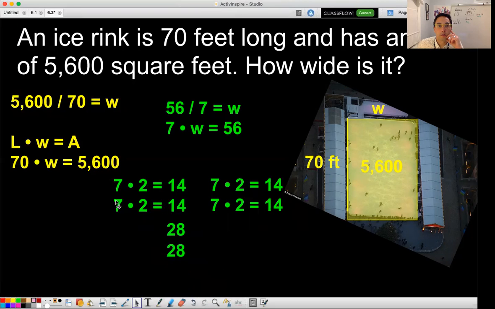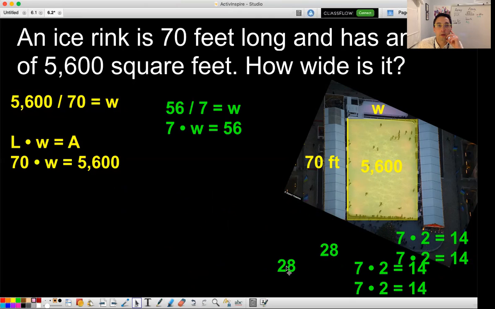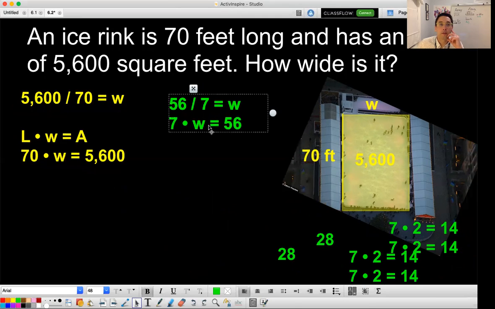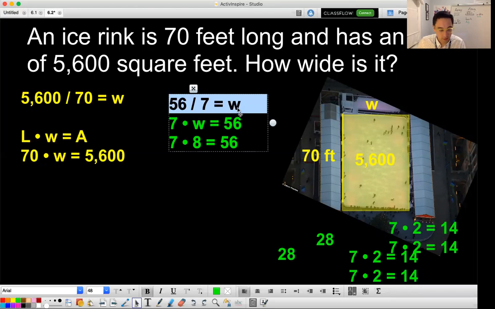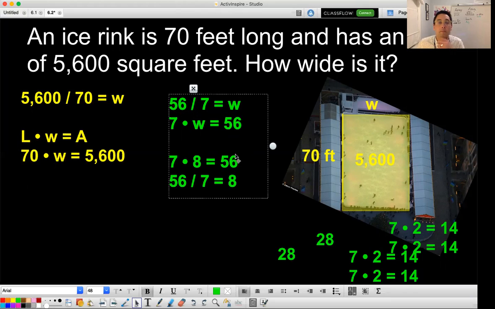So move all this stuff down here for right now. We just proved that 7 times 8 is 56. Okay, so what? 7 times 8 is 56. That means that 56 divided by 7 is going to equal how much? Also 8. So now we've figured out the basic fact here.